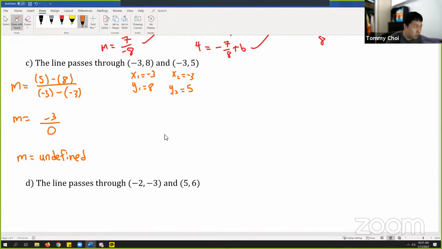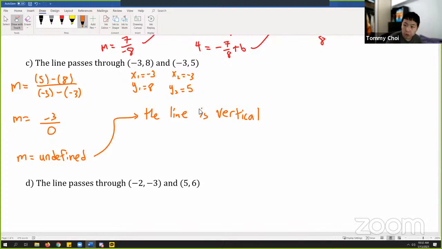And if you ever get a special case, is this a vertical line or a horizontal line? Anyone in chat? Is this a vertical line or a horizontal line? Vertical. Yep, most people saying vertical, so vertical is correct. This is vertical. Okay, so the line's vertical.